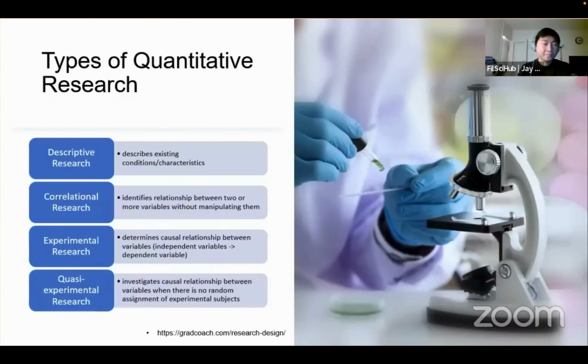So let's not underestimate descriptive research, because it builds the foundation on the actual problem that we need to solve. There's also correlational research, which identifies a relationship between two or more variables without manipulating them. So you have, let's say, two sets of data, and you want to know if there is a correlation or relationship between those variables. This is what correlational research is for. But at this point, we have not introduced any control or treatments between sets of data. We're just trying to see if there's a correlation or relationship between the two.